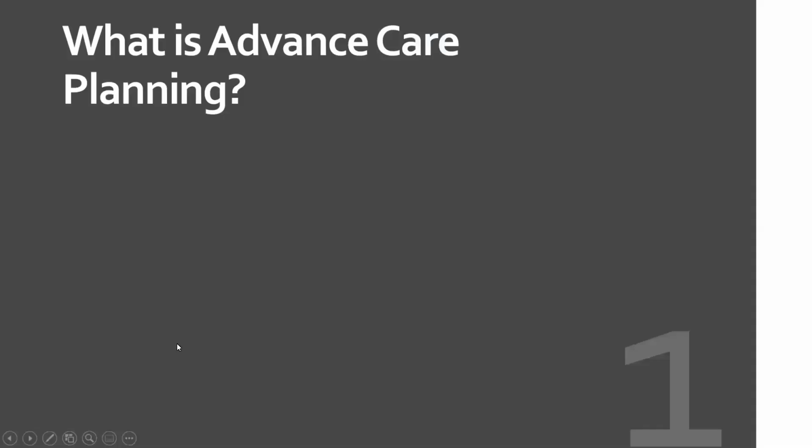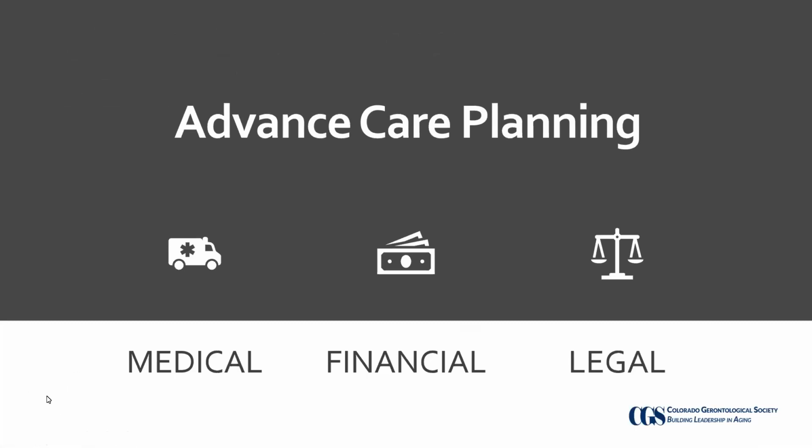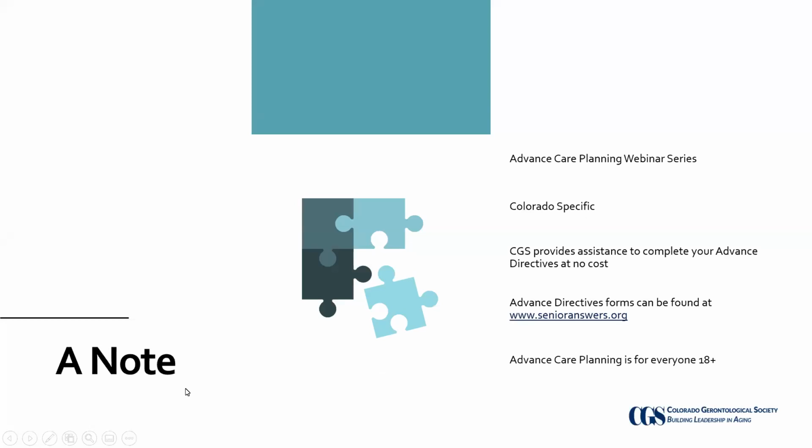All right, so let's go into what is advanced care planning. So advanced care planning for us at the society doesn't start and stop with medical. It is very much so in planning that takes place in all aspects of your life, medical, financial, and legal. I will go over these three areas with you today, so you understand what that looks like and what we mean when we talk about medical, financial, and legal.